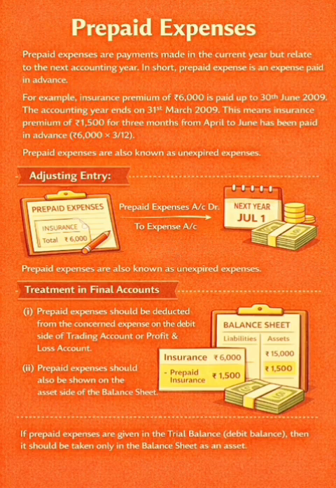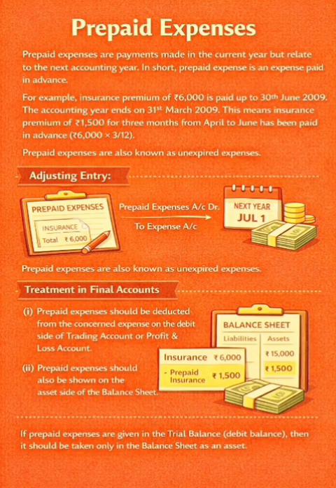Prepaid expenses. Prepaid expenses are payments made in the current year but relate to the next accounting year. In short, prepaid expense is an expense paid in advance. For example, insurance premium of Rs 6,000 is paid up to 30th June 2009. The accounting year ends on 31st March 2009. This means insurance premium of Rs 1,500 for 3 months from April to June has been paid in advance, Rs 6,000 multiplied by 25%. Prepaid expenses are also known as unexpired expenses.